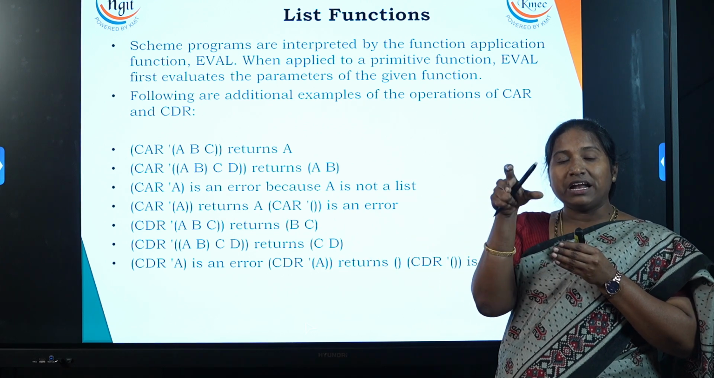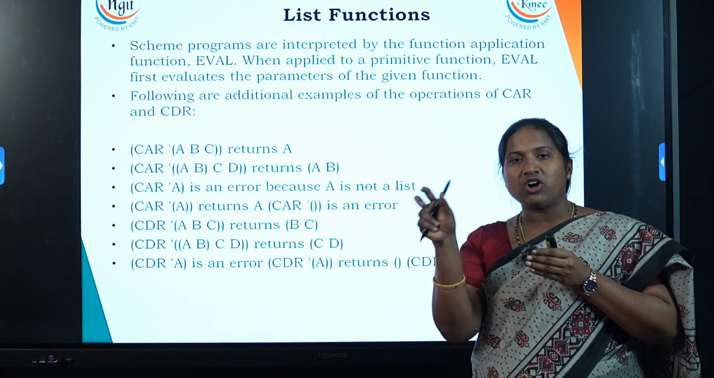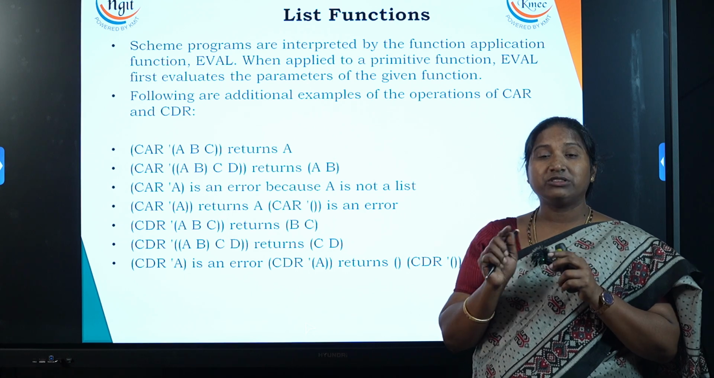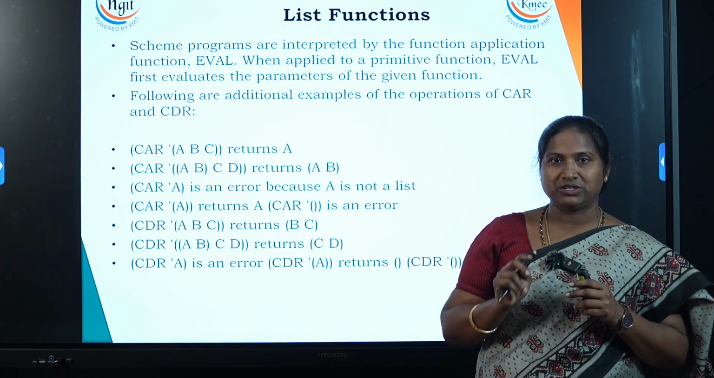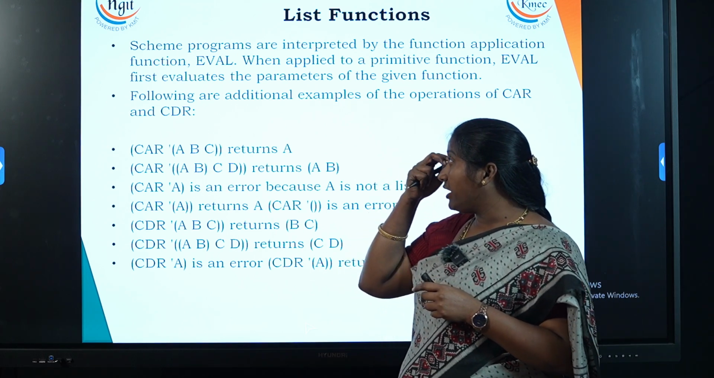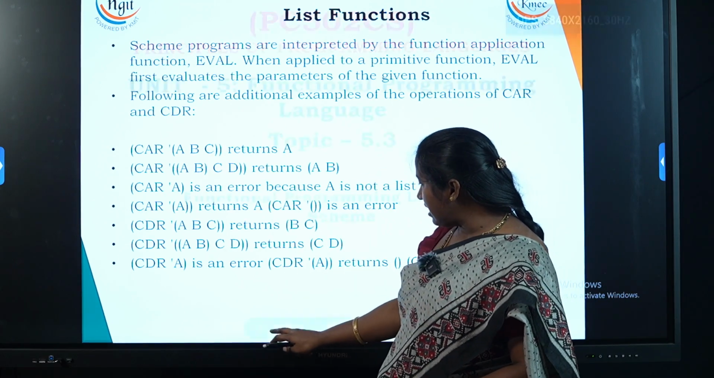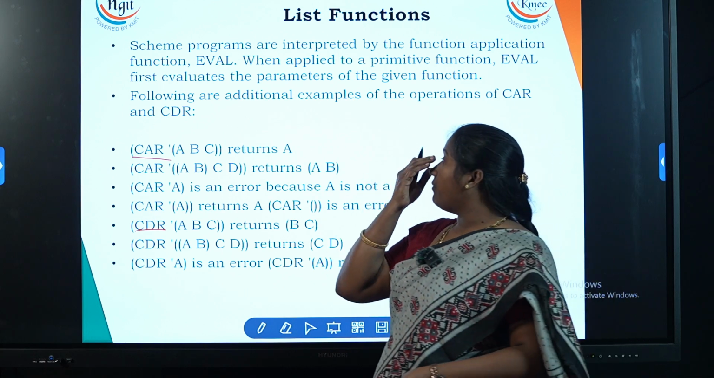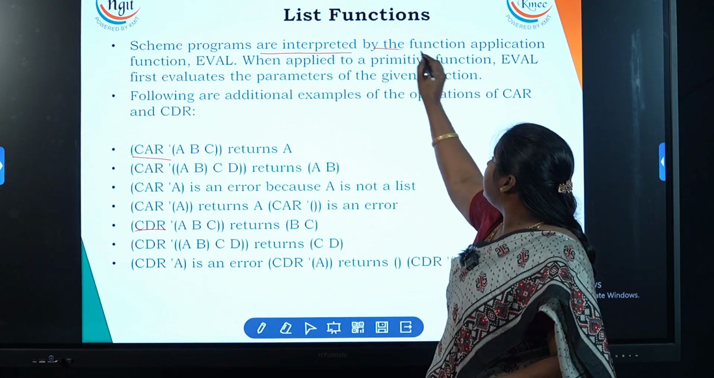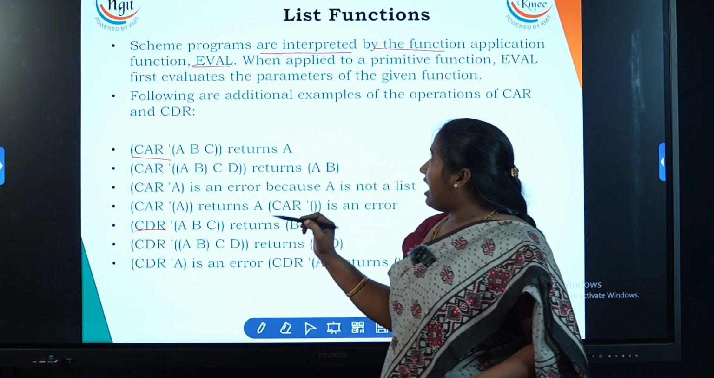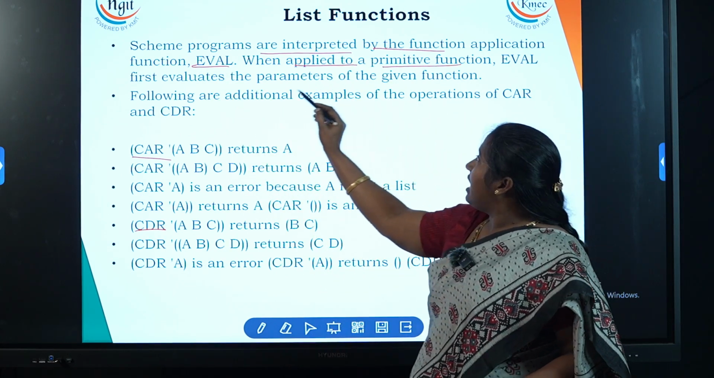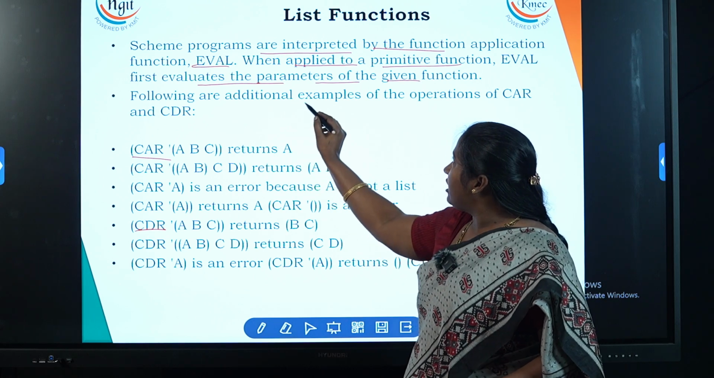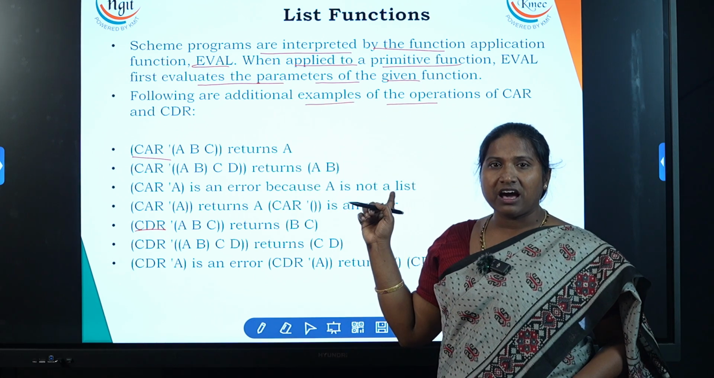Now, list functions will show you a difference in which value they return. Whether it returns the address of the function or the data of the function, or other than these two, is there any possibility that it returns a value? So, these are the three differentiations in list functions. Now, concerned with this, we are going to talk about two kinds of functions. One is the CAR function and the other is the CDR function. Fine. Now, Scheme programs are interpreted by the function application, which is eval. When applied to a primitive function, eval first evaluates the parameters of the given function.